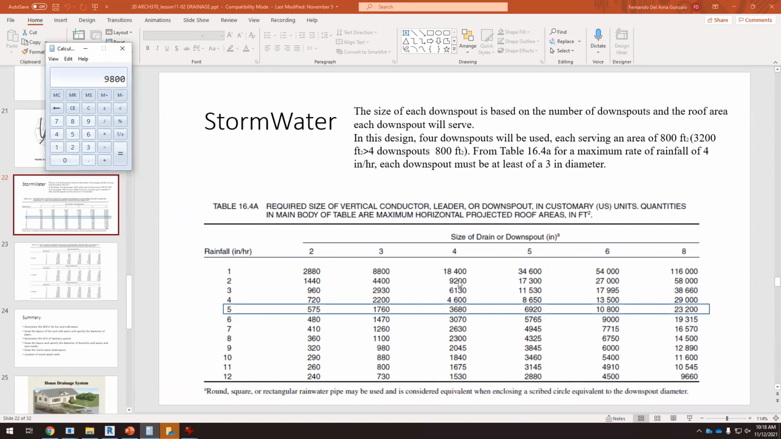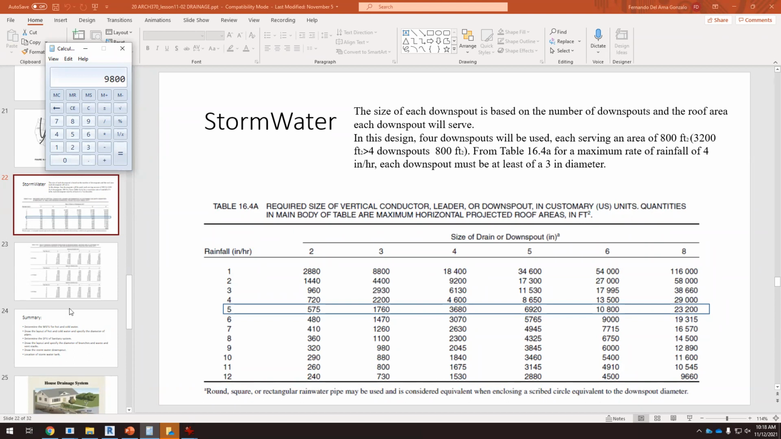Then here we have the footage or the area that we can cover with one downspout. Okay. If the rainfall is 1 inch per hour, this is a dry country, it doesn't rain. So we can cover up to 18,000 square feet. If we have 10,000 square feet here, in a place in which it doesn't rain, having only one vertical downspout would be enough. I wouldn't do that. What is the rainfall in New Hampshire?